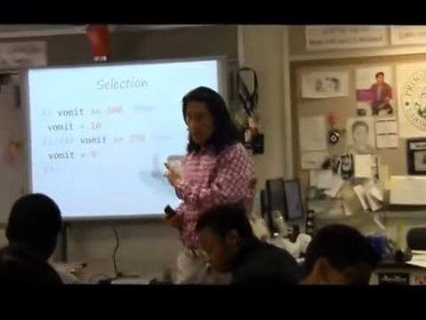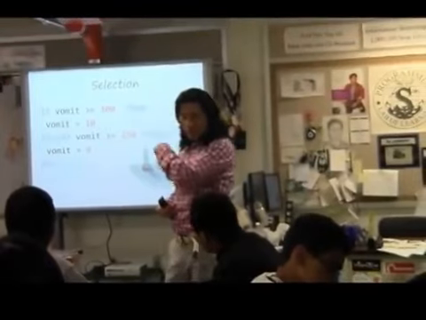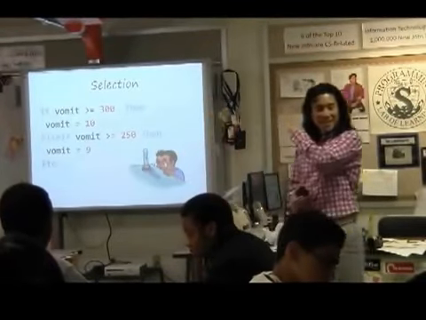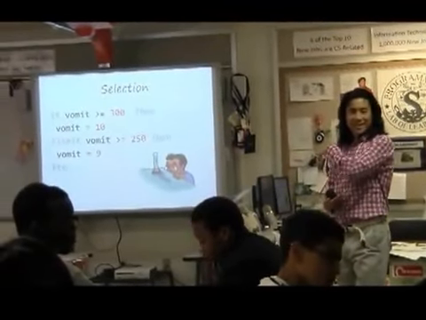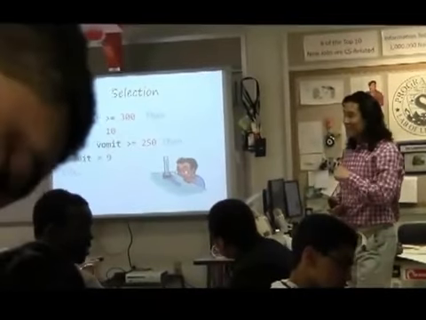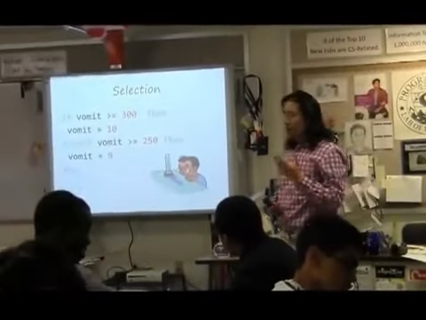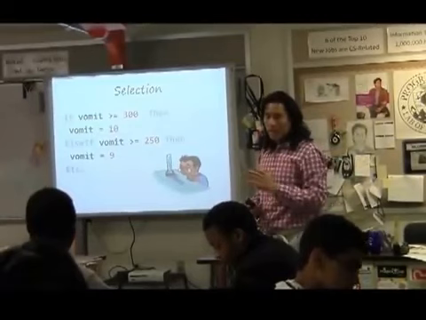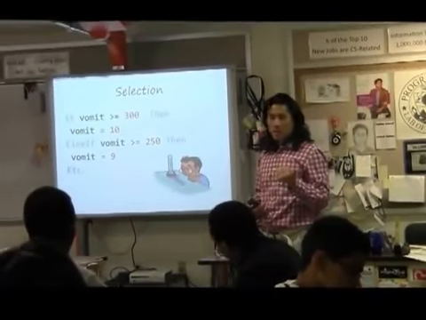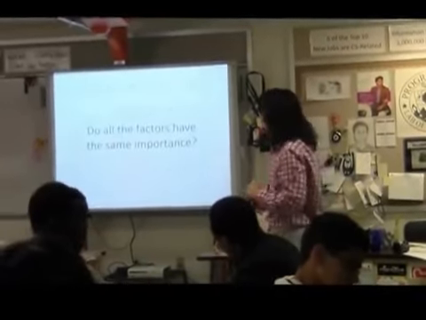What kind of algorithmic instruction is this? Selection. Very good, Mika. It says selection up there, right? Yes, that's right. So what other algorithmic instructions are we going to have in our program? Iteration. Sequence. Okay, here we go.